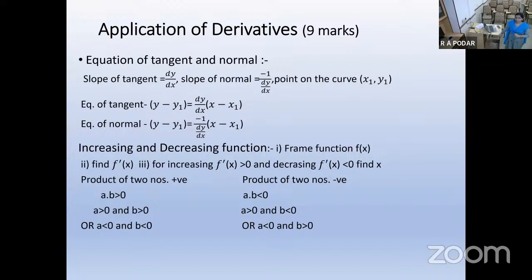When we apply decreasing, the product of these 2 factors is less than 0. So what are our possibilities? First factor greater than 0, second less than 0. Or first less than 0, then second greater than 0. In such a way, we use increasing and decreasing functions. Next, we have maxima and minima.